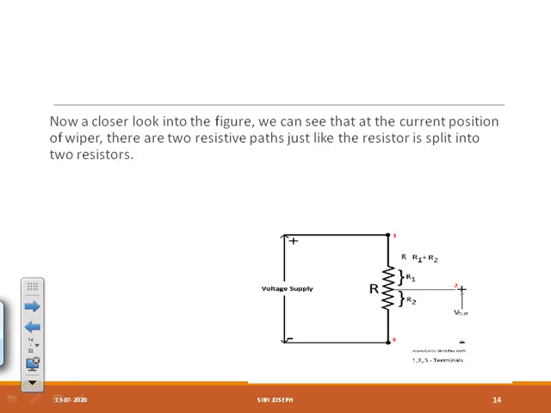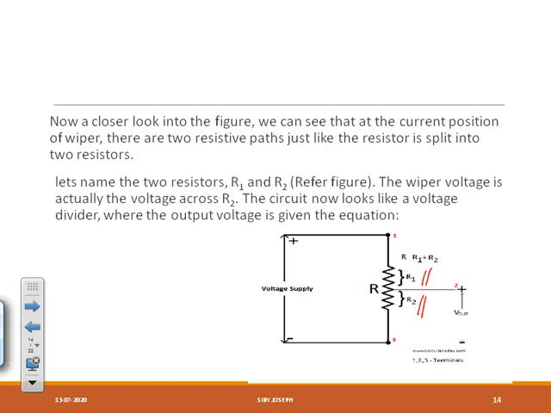Now, taking a closer look at the figure, at the current position of the wiper there are two resistive paths, as the resistor is split into two resistances, R2 and R1, as I said earlier. So let us name the two resistors R1 and R2. The wiper voltage is actually the voltage across R2. Why? The wiper voltage is the voltage across R2, called V out here. V out can be measured with respect to some reference point.